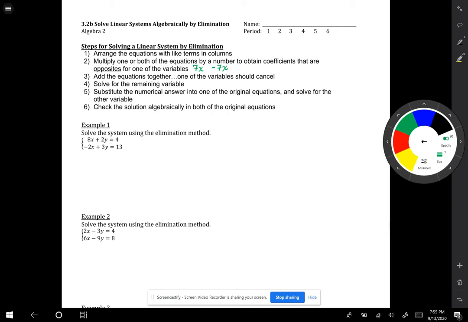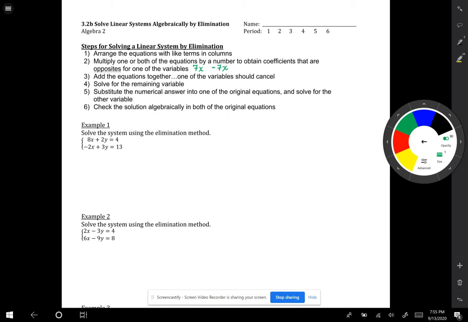Step three, add the equations together. One of the variables should cancel. That's the easy step, fun step. And after that, it's clear sailing. Step four, solve for the remaining variable. Step five, substitute the numerical answer into one of the original equations so we can figure out what the other variable is. And step six, check your answer. And we'll check in the first one.